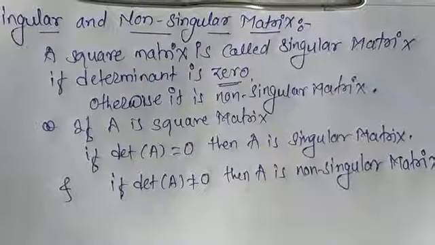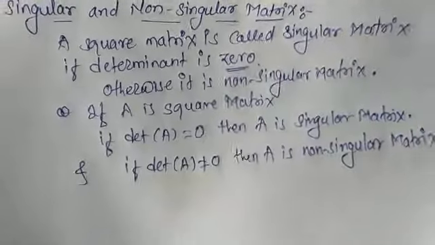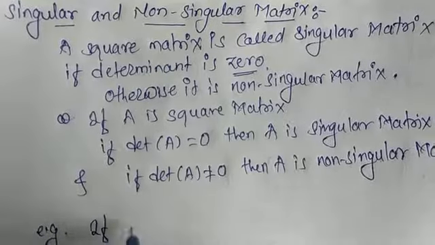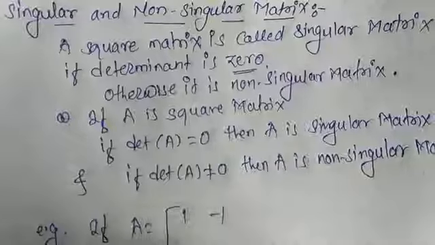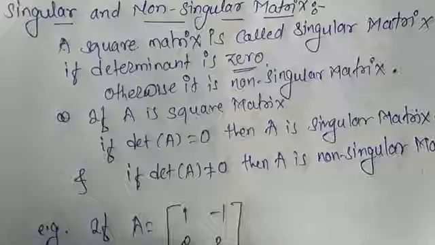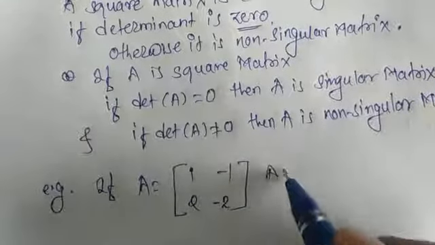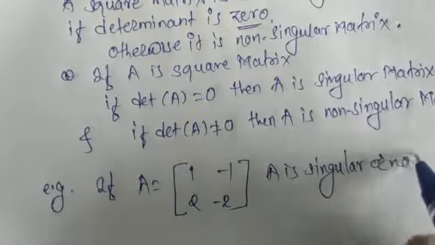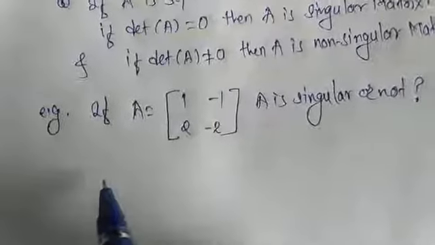Okay, these are the definitions of singular and non-singular matrix. For example, if A is equal to the matrix [1, -1; 2, -2], we have to check whether A is singular or not. So in this example we have to find the determinant of A.